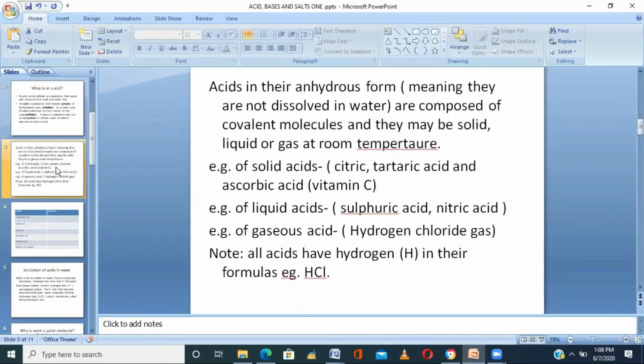I have a note there: all acids have hydrogen in their formulas. For example, HCl. This is very important when distinguishing between acids and bases. We need to be able to look at the formula and say if it's an acid or a base, or exactly what type of compound it is. So it's important to remember that all acids have hydrogen in their formulas.